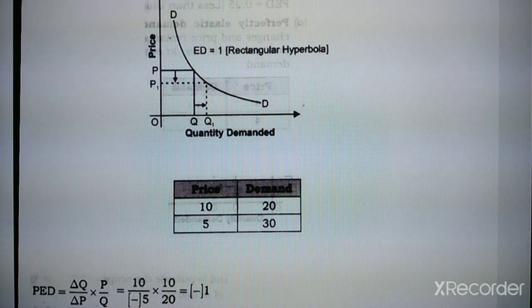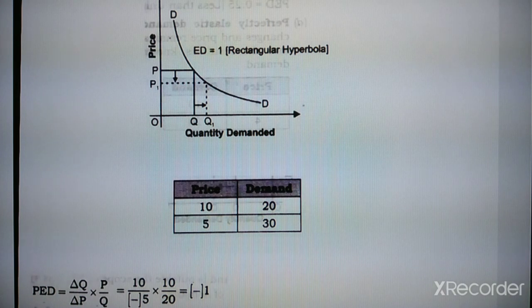In this case, if you calculate the percentage change in the quantity demanded upon the percentage change in the price, it's calculated on the screen, and it comes to -1. Suppose when the price is 50, demand is 20. When the price comes down to 5, demand increases from 20 to 30. So you can see the inverse relation: price is decreasing, demand is increasing. If you calculate price elasticity of demand, it equals -1.